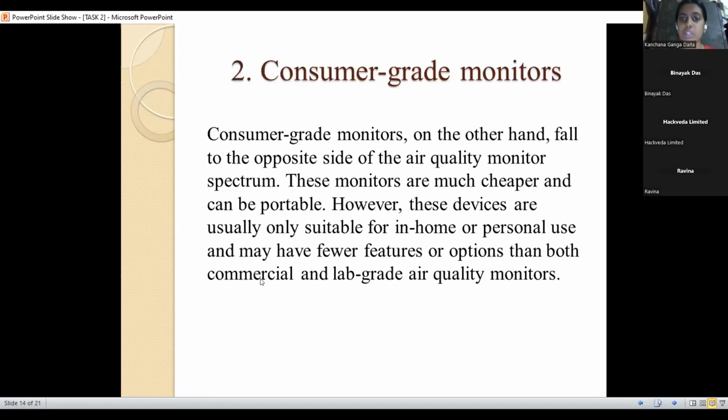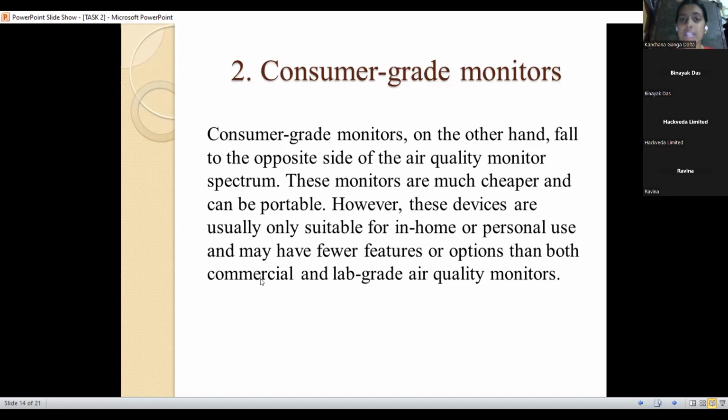The second one is consumer grade monitors. Consumer grade monitors are the total opposite of lab grade monitors. These are cheaper and also portable. They can be used anywhere and are suitable for home also. We all know the example of air purifiers which many people are using at their houses. These are cheaper and portable, and suitable for home or personal use, like in offices, schools, etc.